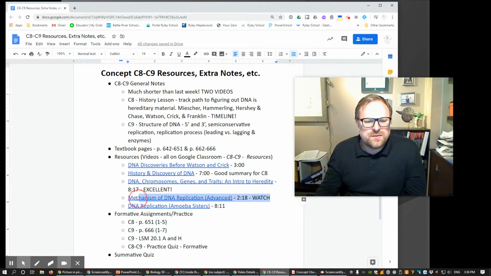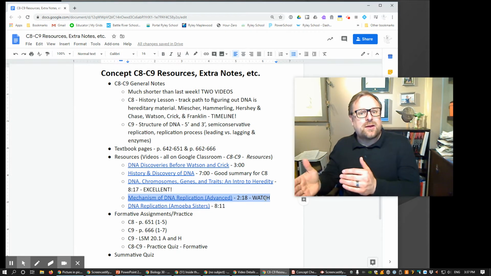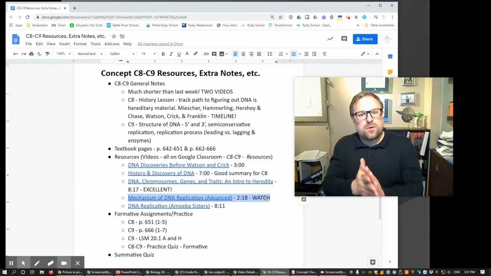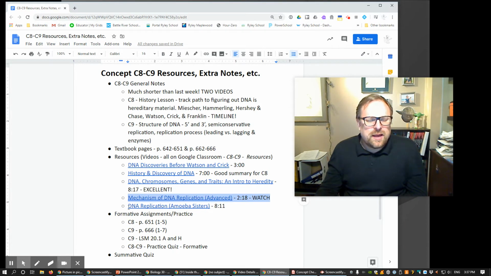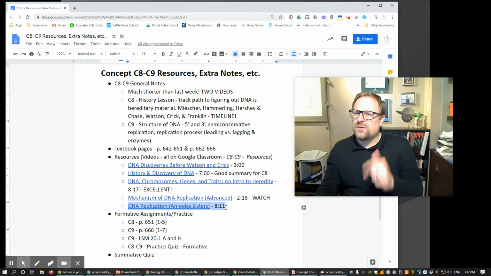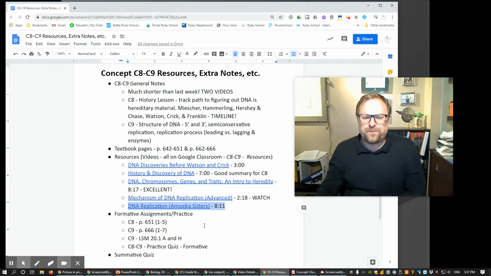This Mechanisms of DNA is one that I always show in class, and we tend to break down how it works. So be aware that I think that's an important one to watch out for. And then lastly, DNA replication is in Concept C9, really important. They do a great job of breaking this down and how it works, including all of the players involved, all those enzymes that get really confusing.